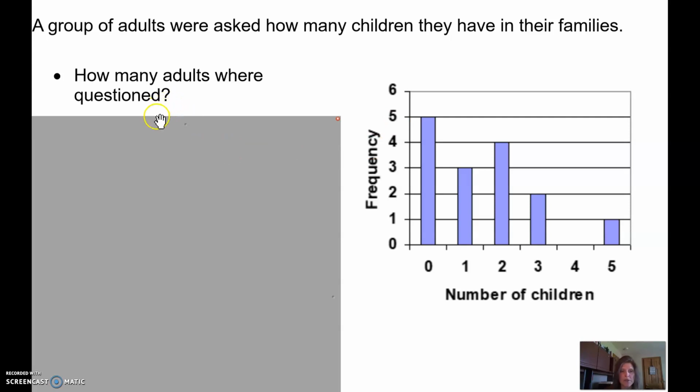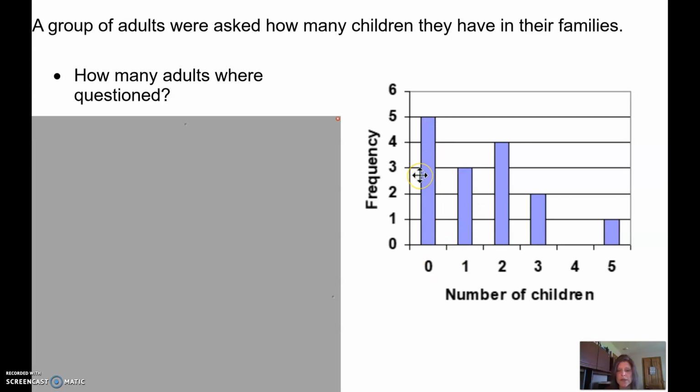So my question, first one, is how many adults were questioned? Well, we just went through and said, okay, this 0 is the number of children and the frequency is 5. So there were 5 families at least surveyed because 5 responded with that answer. So if we can figure out the frequency for all of these and add them up, we will have the total number who participated. So 0 we just said was 5.